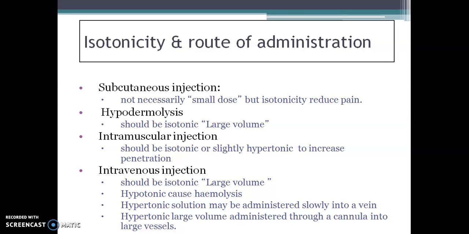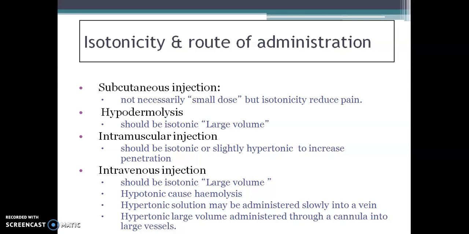First of all, subcutaneous injection. In subcutaneous route, the drug is administered below the cutaneous membrane inside the fatty tissue. So isotonicity is required in case of the subcutaneous injection.